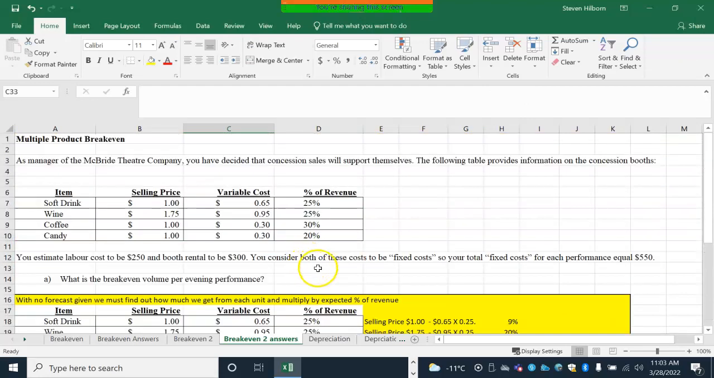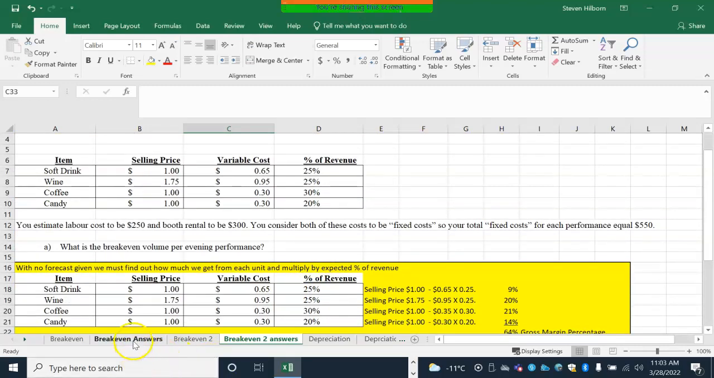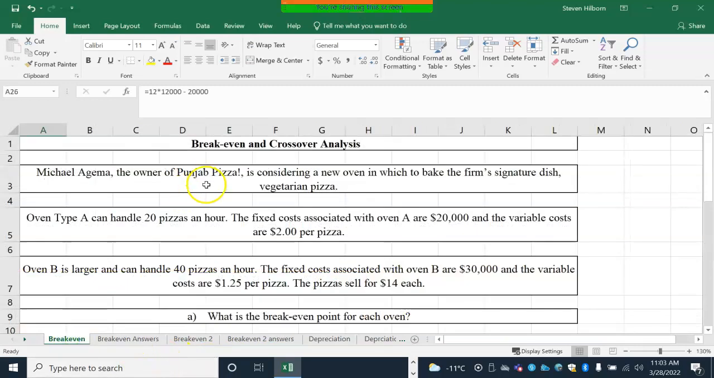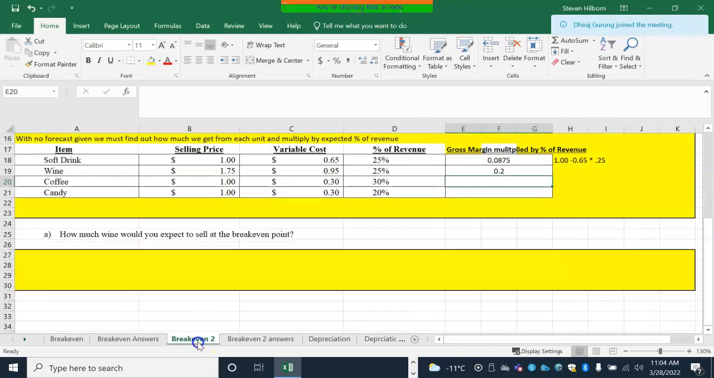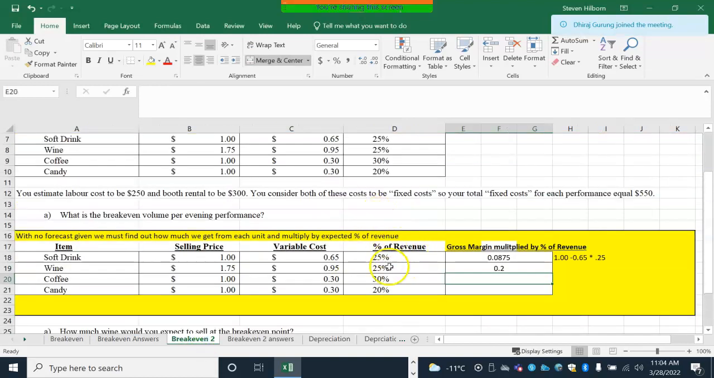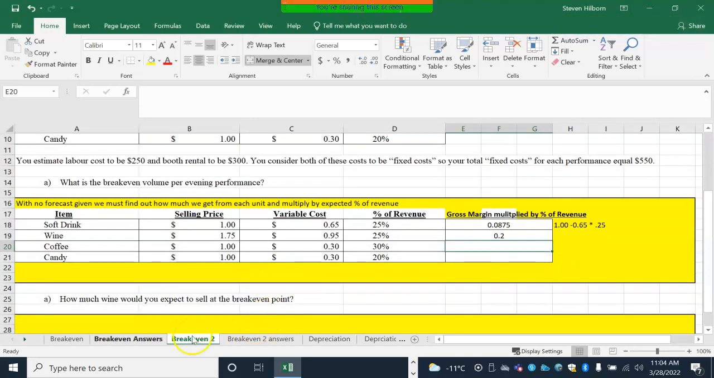That is the two break-even analysis style questions. One is, again, just to reiterate, a single item, with different variable costs based on different equipment that we need to purchase. The second one is multiple units and trying to determine how exactly this works. Now, I've given you the answers for both of these.